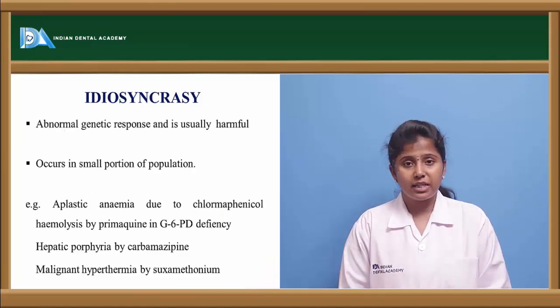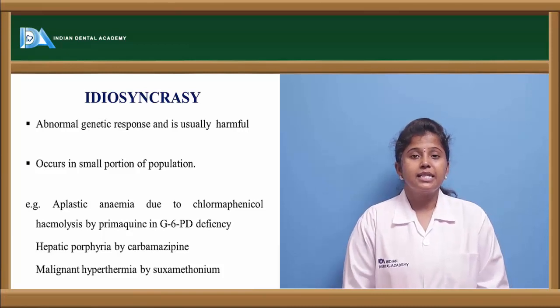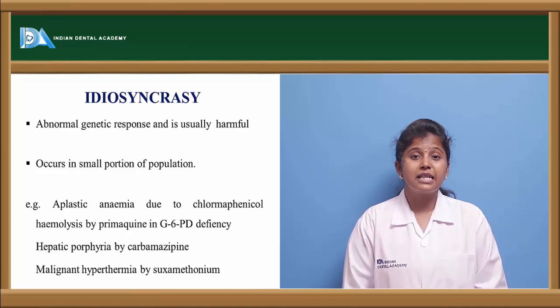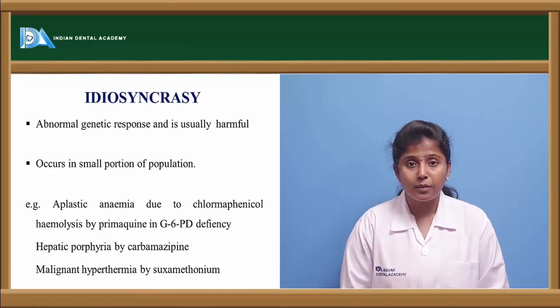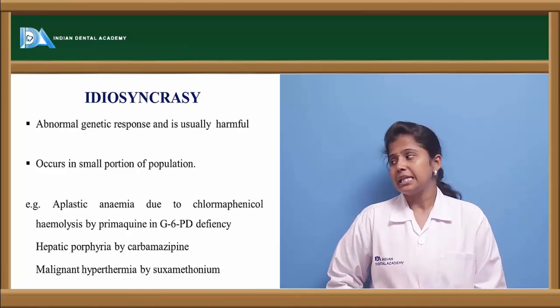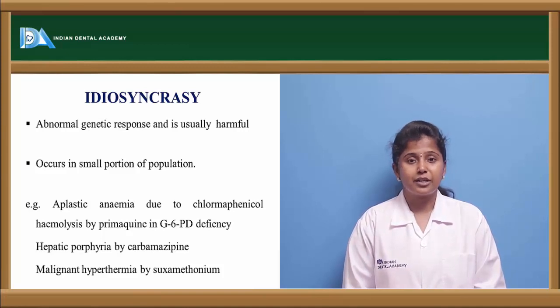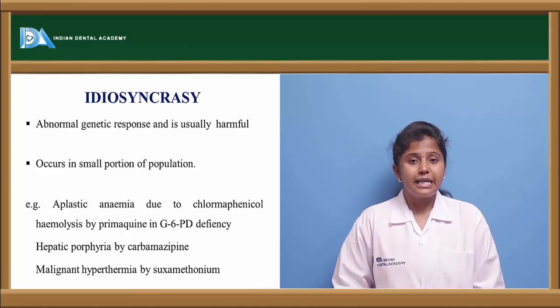The other one is idiosyncrasy. Idiosyncrasy is nothing but a genetic abnormality. Because of the genetic abnormality, if there is any abnormal functioning in the liver, or any deficiency of an enzyme, or any abnormality in receptor action, then that leads to various drug responses or various drug reactions. This process is called idiosyncrasy.